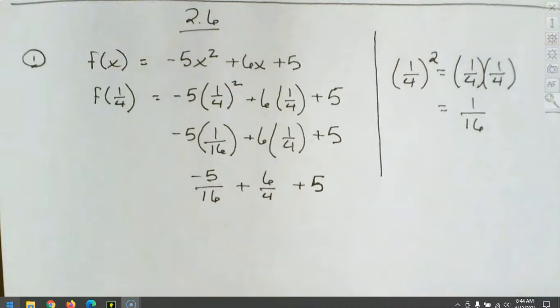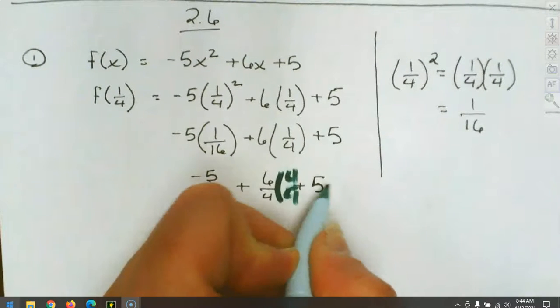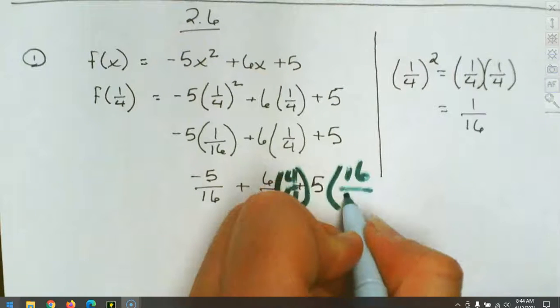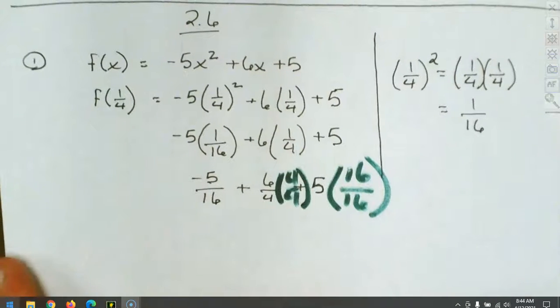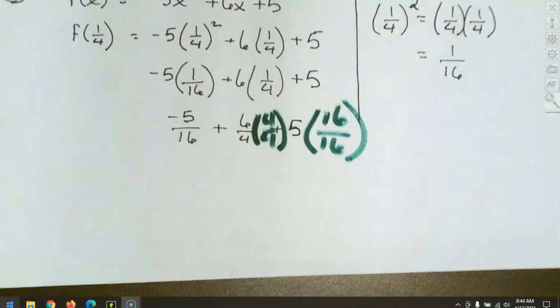We need a common denominator, and that's going to be a 16. So we're going to have to multiply this by 4/4. And that 5 needs a 16/16. That's going to make everything have that same denominator. So now we simply multiply through.